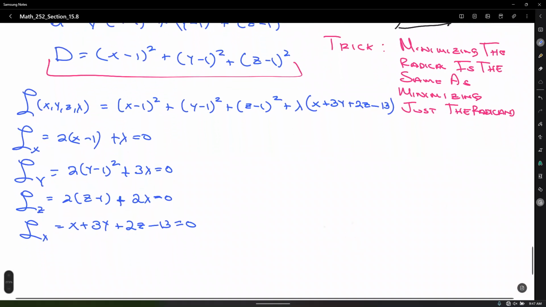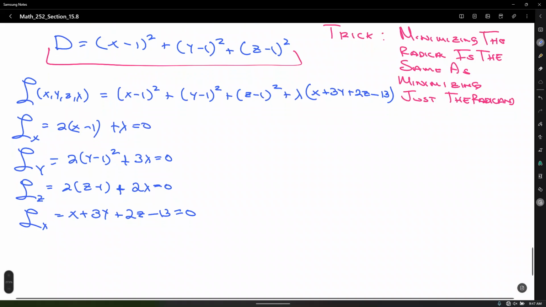Oh, yes. So how about this is 2x minus 2. Okay, 2x minus 2 plus lambda equals 0. The second equation, oh, this is not supposed to be squared. All right, this is 2y minus 2 plus 3 lambda equals 0. And lastly, 2z minus 2 plus 2 lambda equals 0.